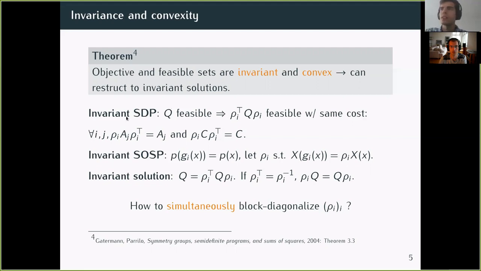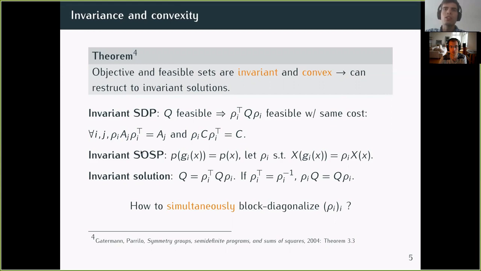So what do we mean by an invariant SDP? We mean that there is some list of matrices rho_i such that if Q is feasible, then this matrix is also feasible and has the same cost. So what does it mean for the constraint matrices A_i and the cost matrix C? It means that for any rho_i, you have this relation and this relation.